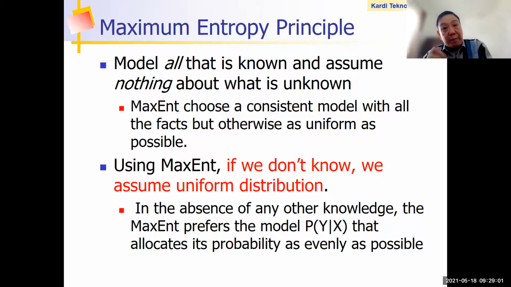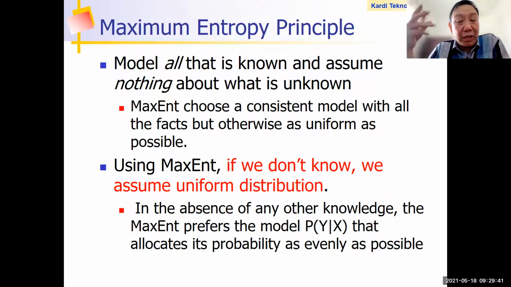So what is the maximum entropy principle? We model all that is known and assume nothing that is unknown. So you only model something that you know. If you don't know, don't assume anything. So this is the most consistent, isn't it? If you have a fact, use that fact. Otherwise, assume nothing. What is the meaning of assume nothing? Actually, you assume a uniform distribution. Remember why we must assume uniform distribution. Why assuming uniform distribution is equal to assuming nothing about the unknown? Because uniform distribution represents the maximum doubt. Remember that earlier.